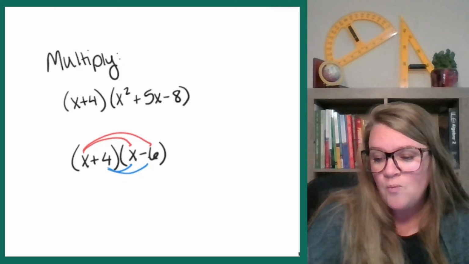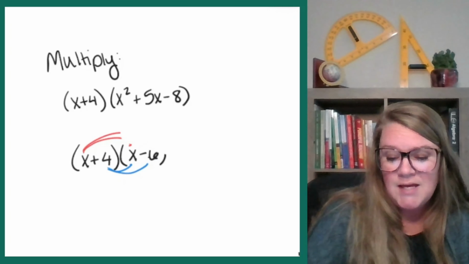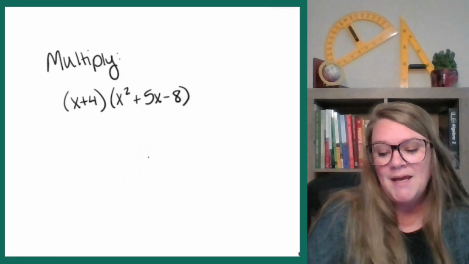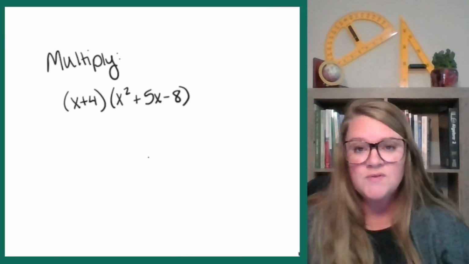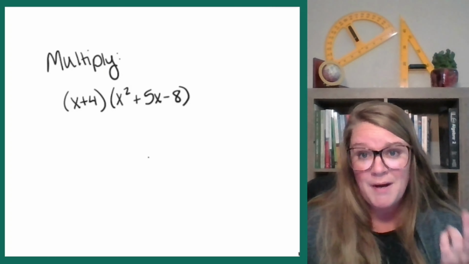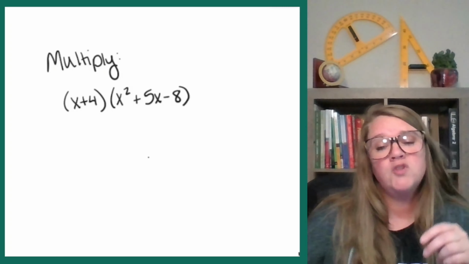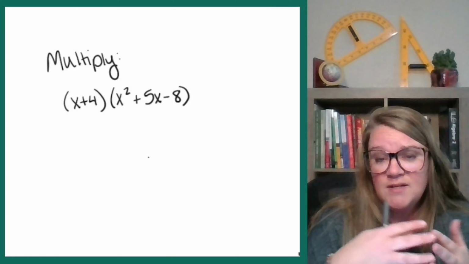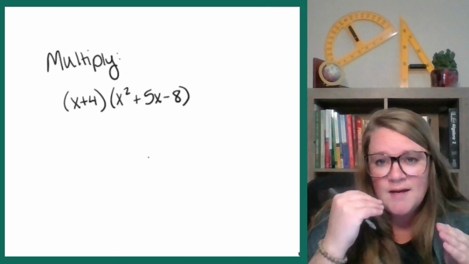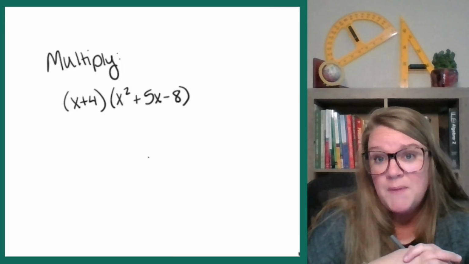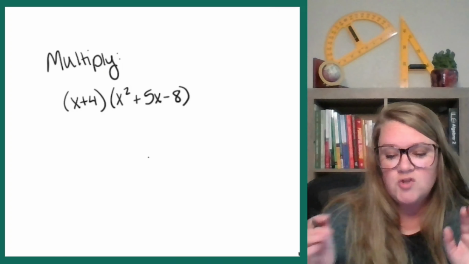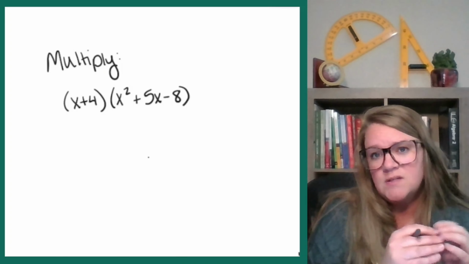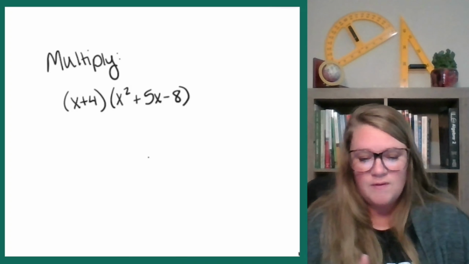But if we look at what we're doing today, we are trying to take a binomial, which remember has two terms, like the first one, x plus 4 is a binomial, and we're trying to multiply it by something that has three terms, x squared plus 5x minus 8. But we're going to have the exact same mindset as when we were taking a binomial times a binomial. We want to just distribute each term in the first parentheses into each term in the second parentheses.